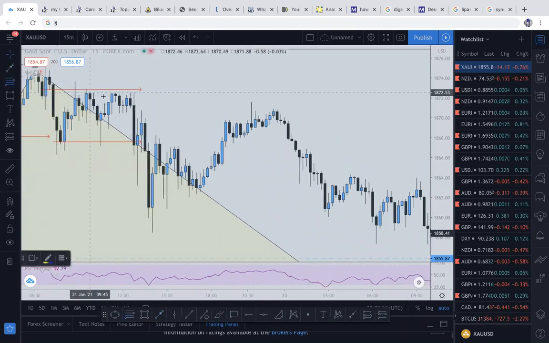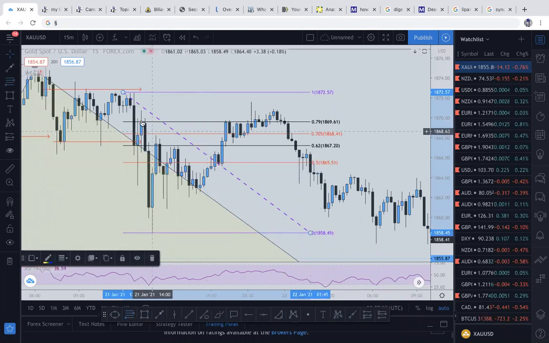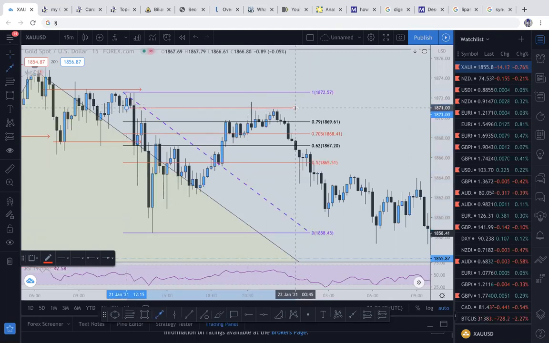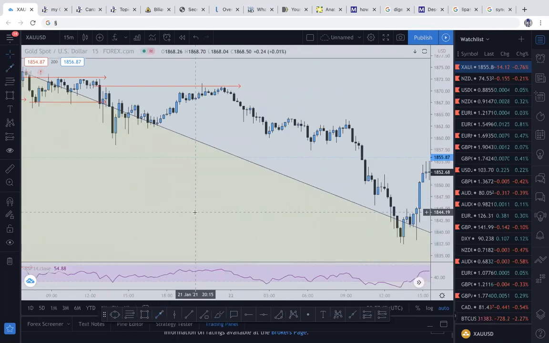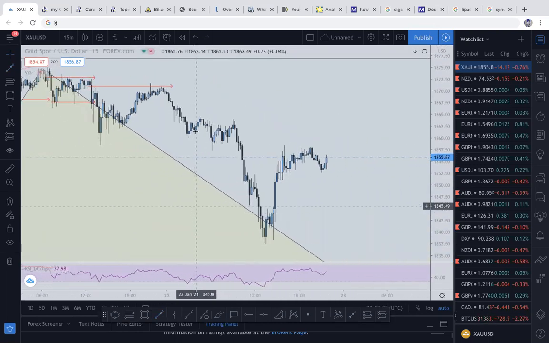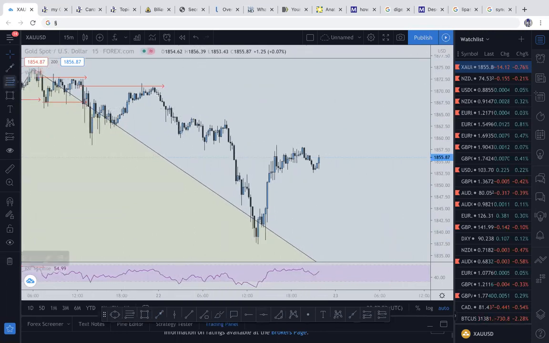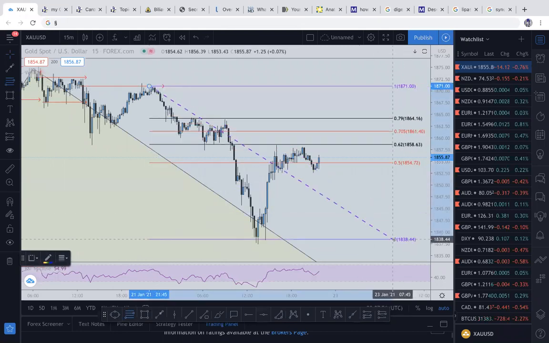Now we can pull our fib from here to here. Imbalance sitting there. Imbalance fill. And since then, we dropped. And since we dropped, we haven't seen any form of retracement. So this could be our next entry that gold can give us this week.